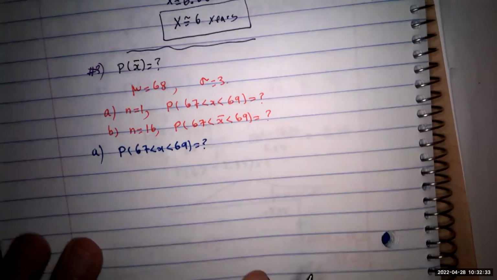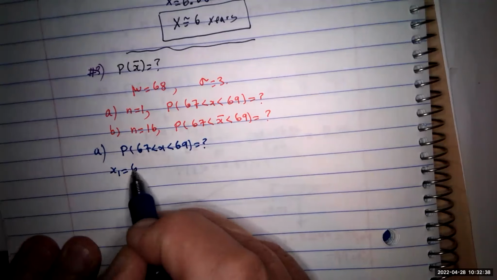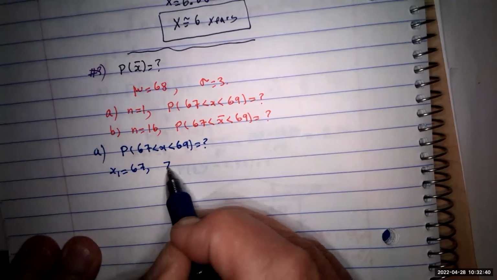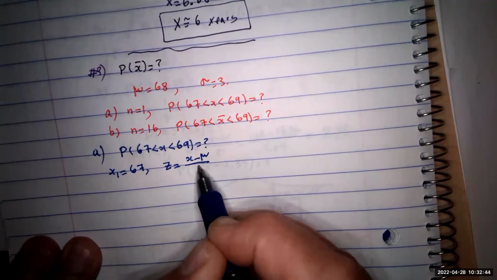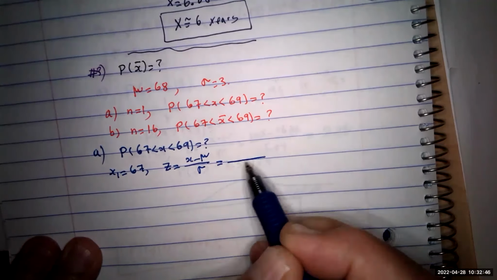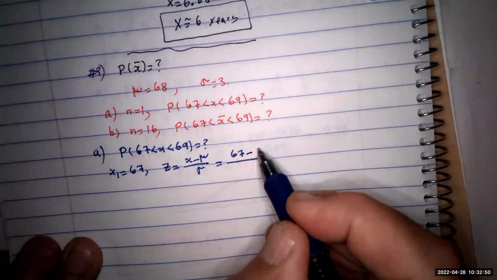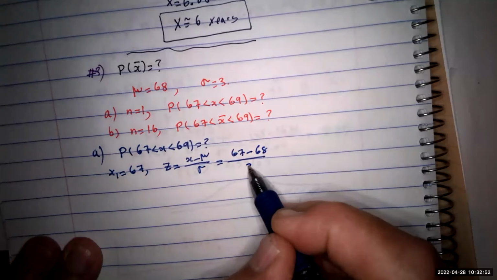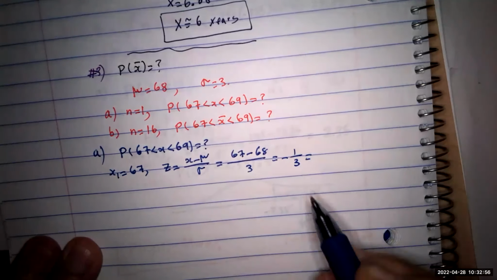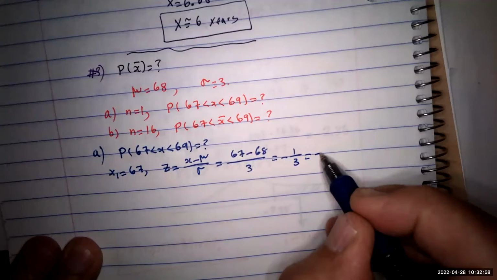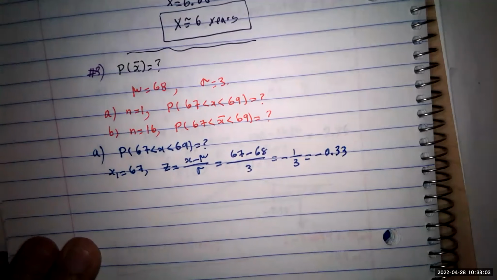You have to find the z-score of these two numbers. So call the first one X1, 67. The z-score is going to be X minus mu over sigma. We substitute: your X is 67, mu is 68, and sigma is 3. So that gives a negative 1/3. You divide it to 2 decimal places, so that gives 0.33.